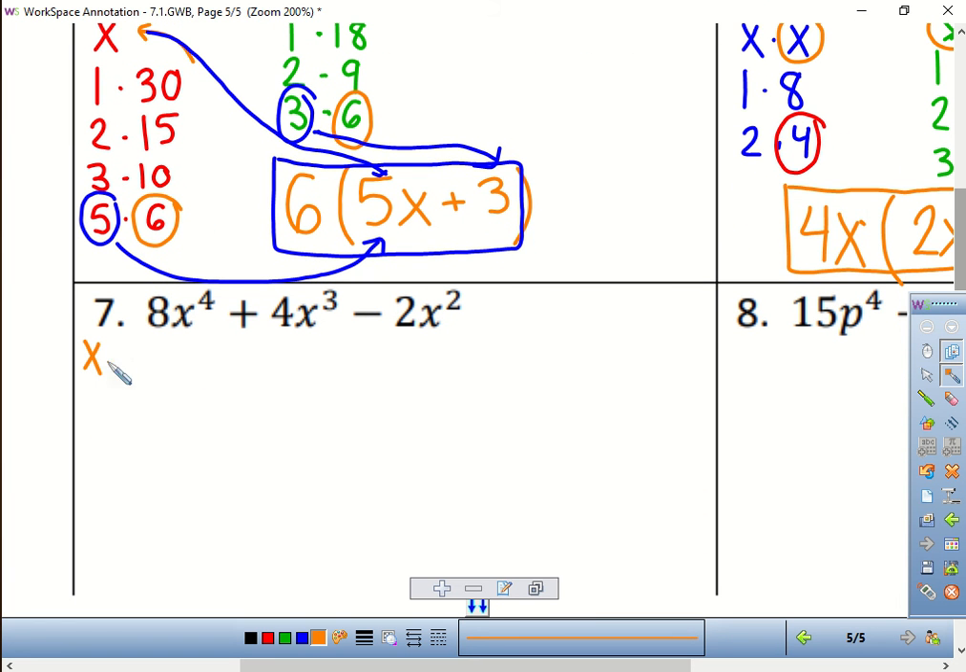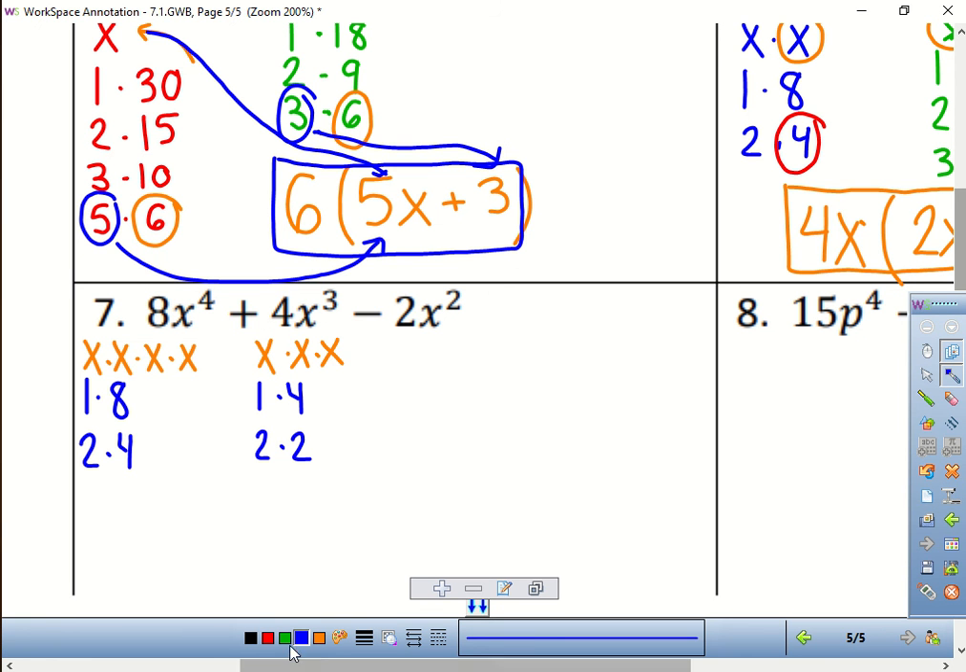So this one we have 4 x's. And then we're going to do the numerical part. So 1 times 8, 2 times 4. And then this one has 3 x's. We'll do all the x's in the same color. And then it's going to be 1 times 4, and then what else? 2 times 2. Good, 2 times 2.